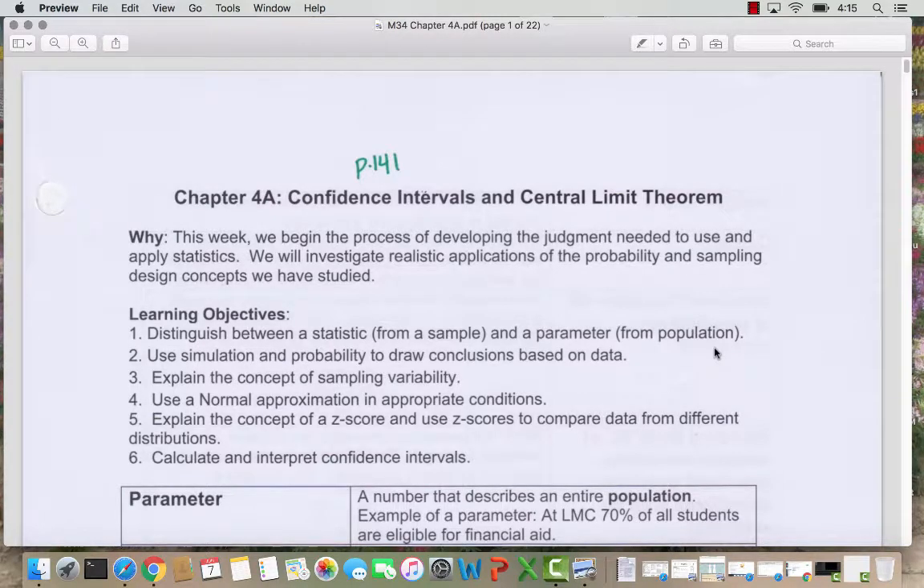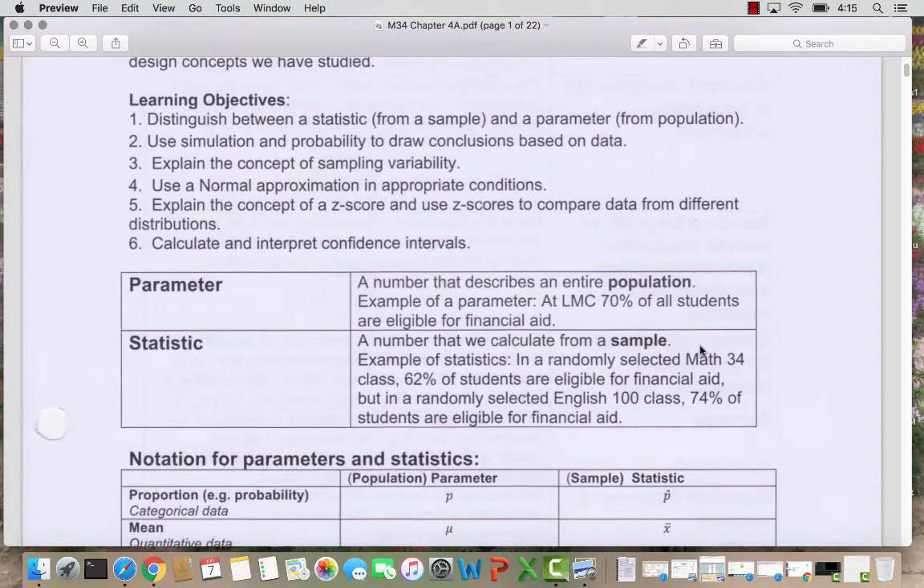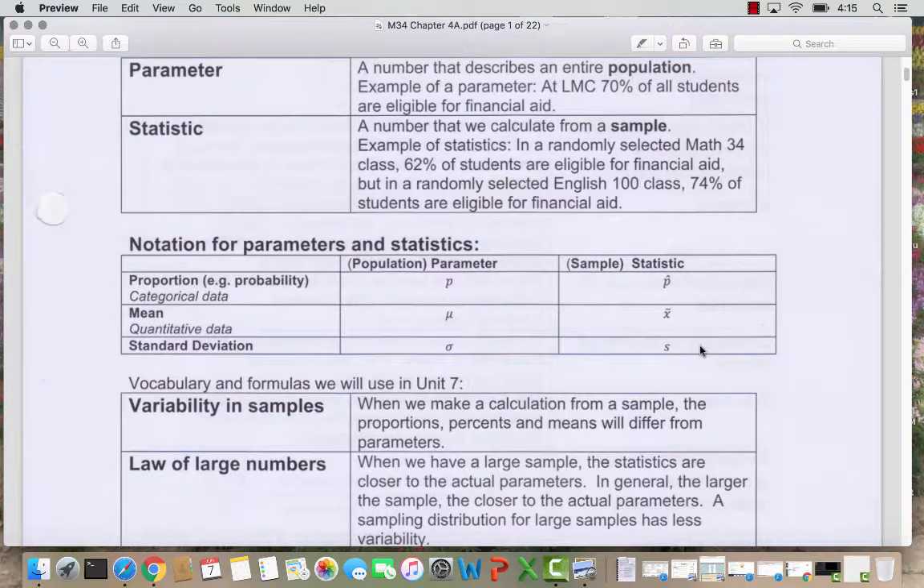Chapter 4A, Confidence Intervals and Central Limit Theorem. In this activity, we're going to start thinking about statistical judgment and how we can apply and use statistics to draw conclusions. Make sure you've read through why we're studying this, the learning objectives, and our new vocabulary for Chapter 4. Chapter 4 is a longer chapter, so it's broken up into parts A and B.